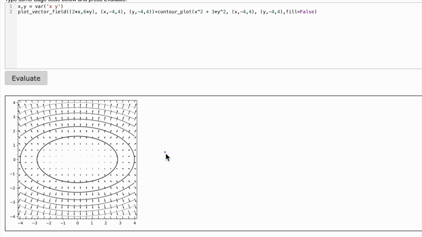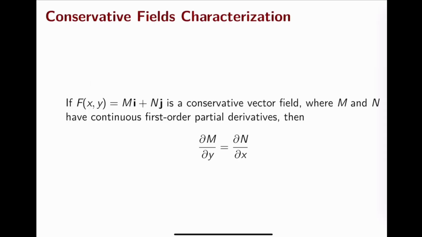We have a potential function and we calculate the level curves of the potential function. Perpendicular to these level curves is going to be the gradient vector field. So these vector fields that we saw were conservative, because we actually calculated them as gradients.